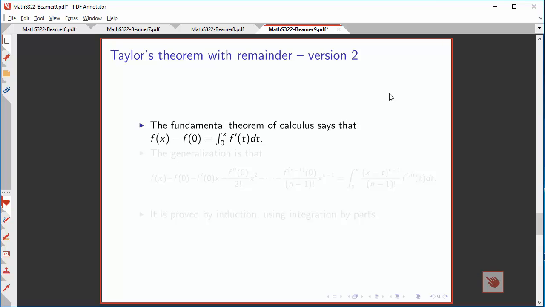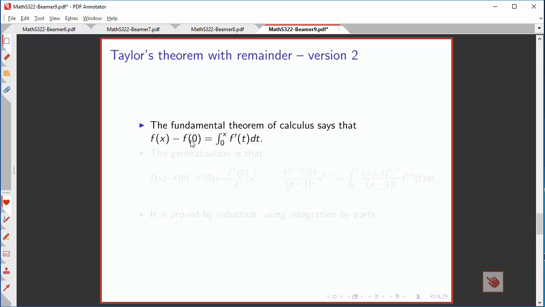There's a second version of Taylor's theorem with remainder. The first time I taught this course, we proved that too, and I've now decided this is too much of a good thing, but I will state the second version. The fundamental theorem of calculus says we can get the difference between f of x and f of 0 by taking the derivative not evaluated at 0, but evaluated for all t in between 0 and x, and then integrating that.